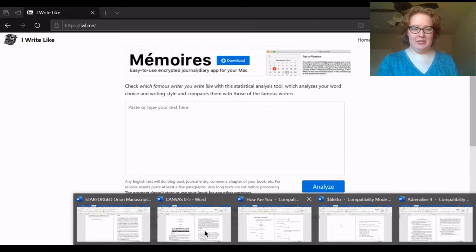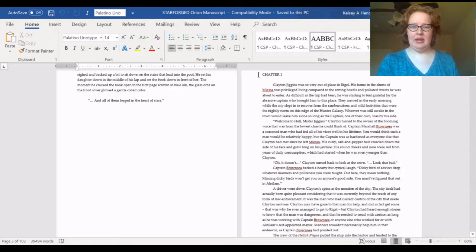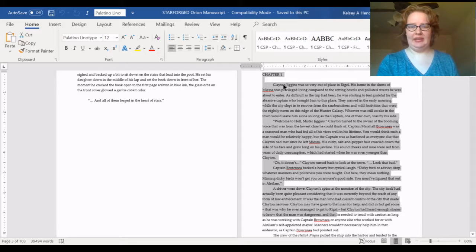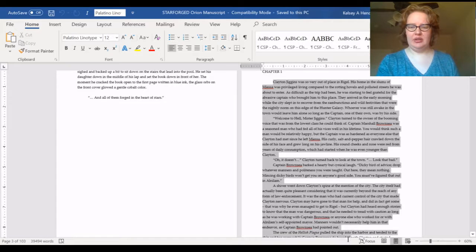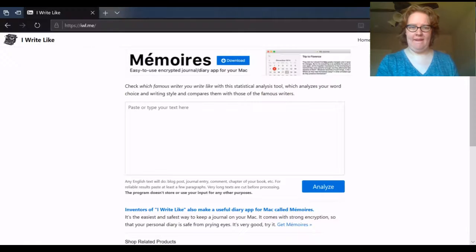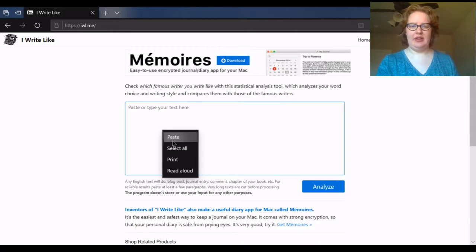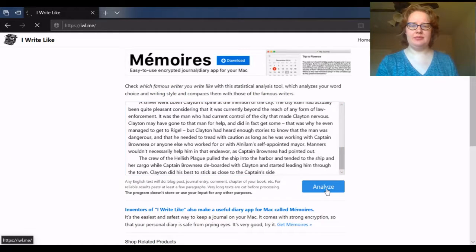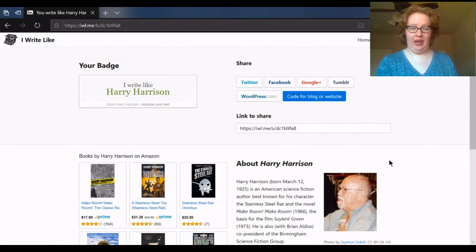Let me go to my documents here. There. And just highlight a page worth of stuff. Copy. And plug it on in and see what happens. I write like Harry Harrison. I don't think I know him.